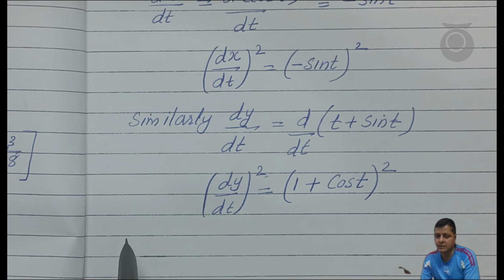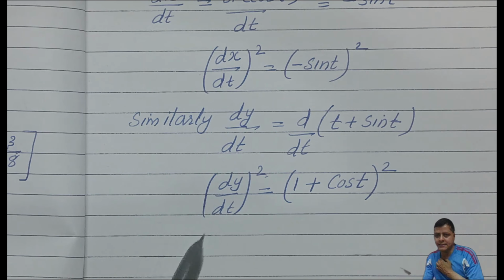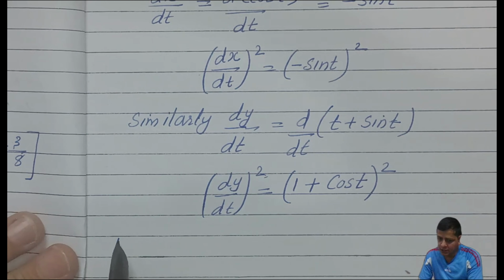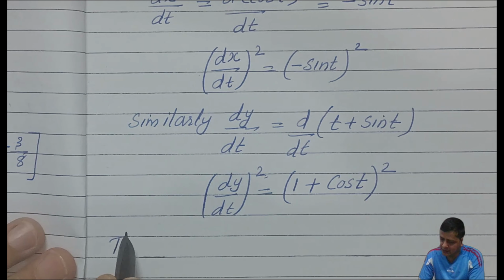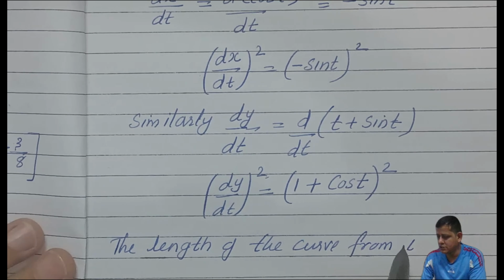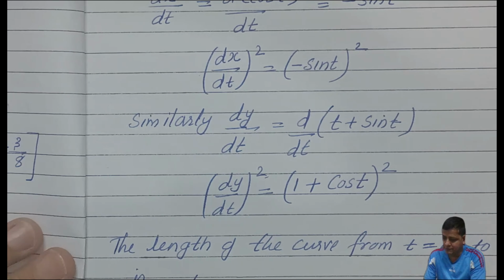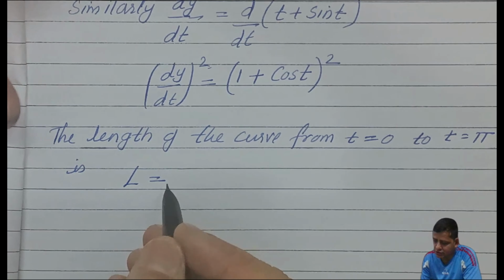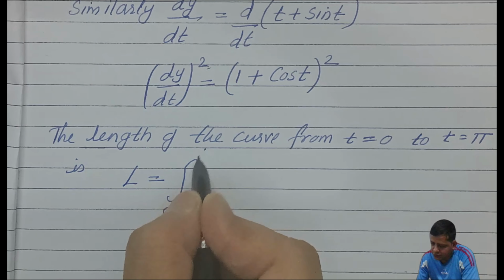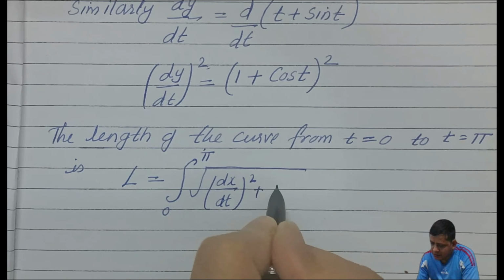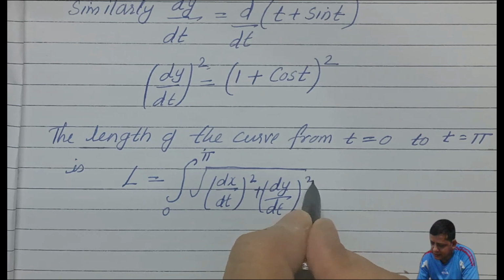Now let's go for the main formula that we have to replace on. The question was the length of the curve from t is equal to 0 to t is equal to pi. We have to use the formula that we have studied: integration from 0 to pi of the root of (dx by dt) whole square plus (dy by dt) whole square, dt.